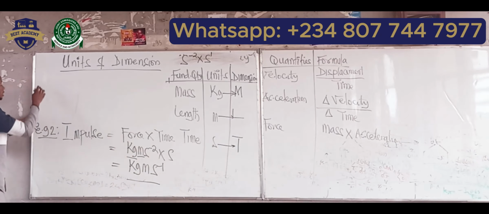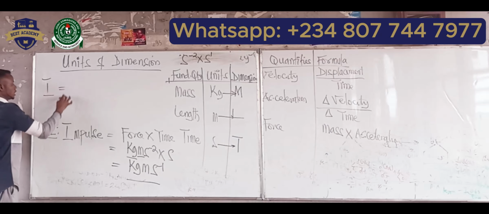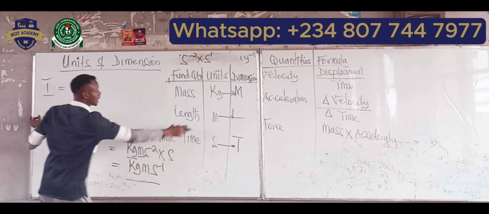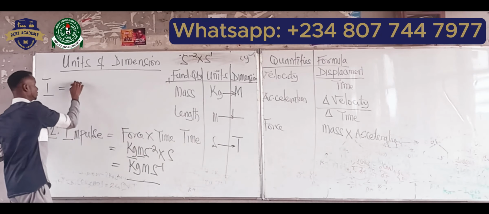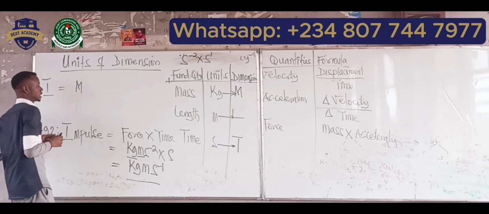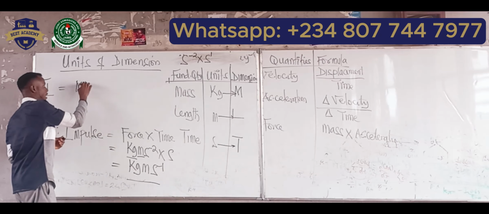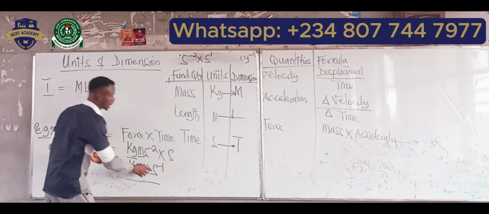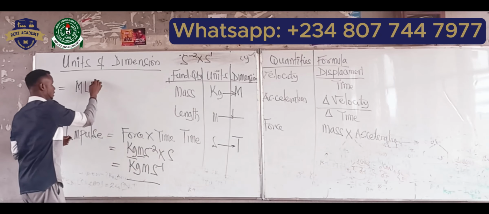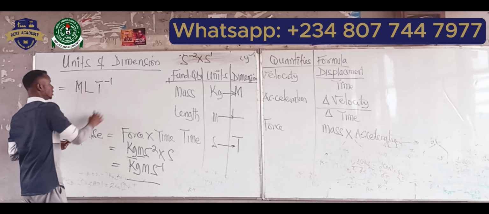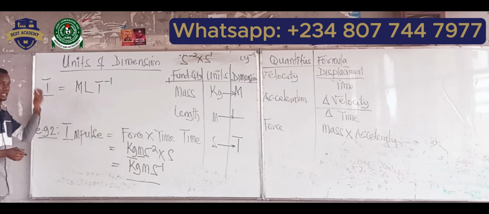The dimension of impulse: what is kg in terms of dimension? Capital M. What is meter in terms of dimension? Capital L. What is seconds in dimension? T, raised to the power minus 1. This is how we express the dimension of impulse.